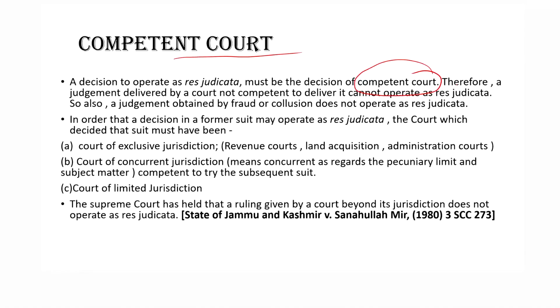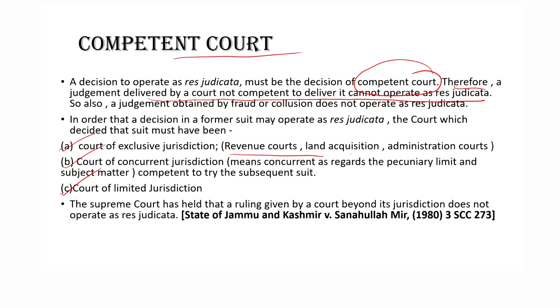You cannot say that earlier the court was competent, or now the court is not competent. Therefore, a judgment delivered by a court not competent to deliver it cannot operate as res judicata. Section 11 will not be applicable if your court was not competent, because validity can be challenged at any stage, even in execution, in collateral proceeding. So you have to ensure whether the decision was by a competent court or not. For this purpose, there are three kinds of jurisdiction: court of exclusive jurisdiction, court of concurrent jurisdiction, court of limited jurisdiction.